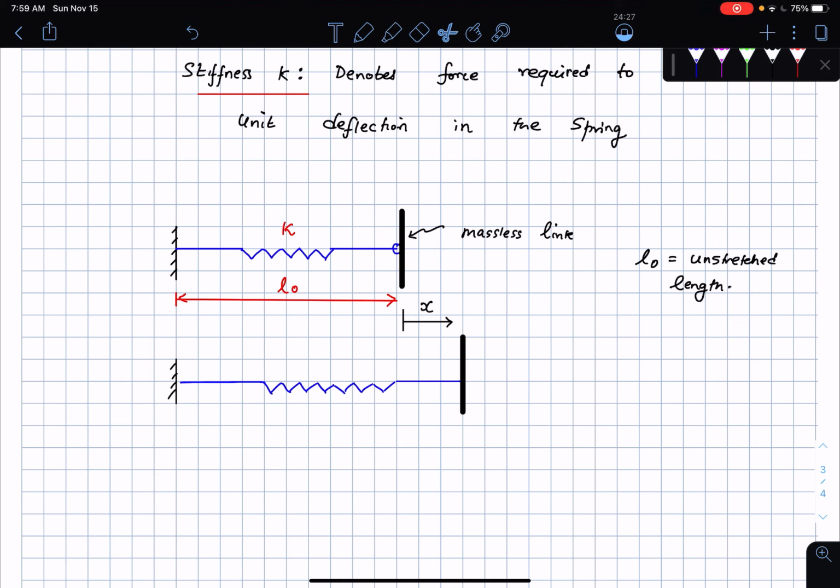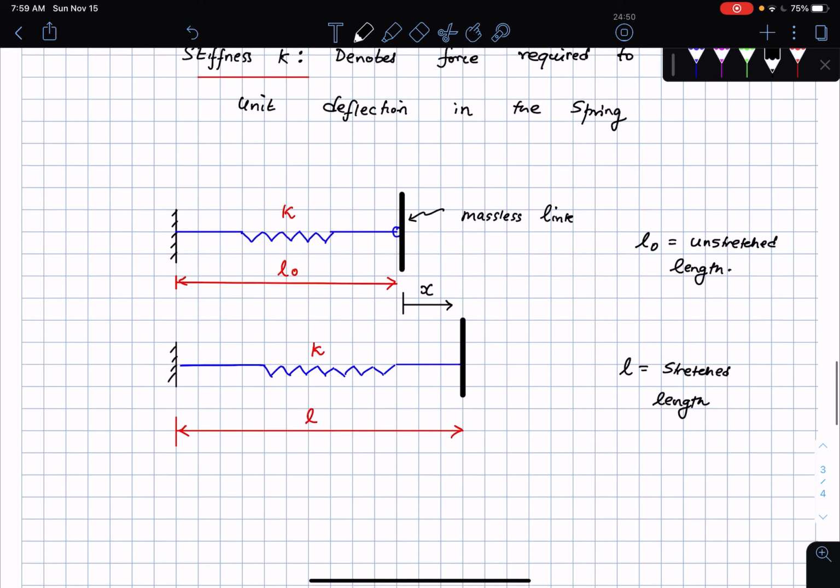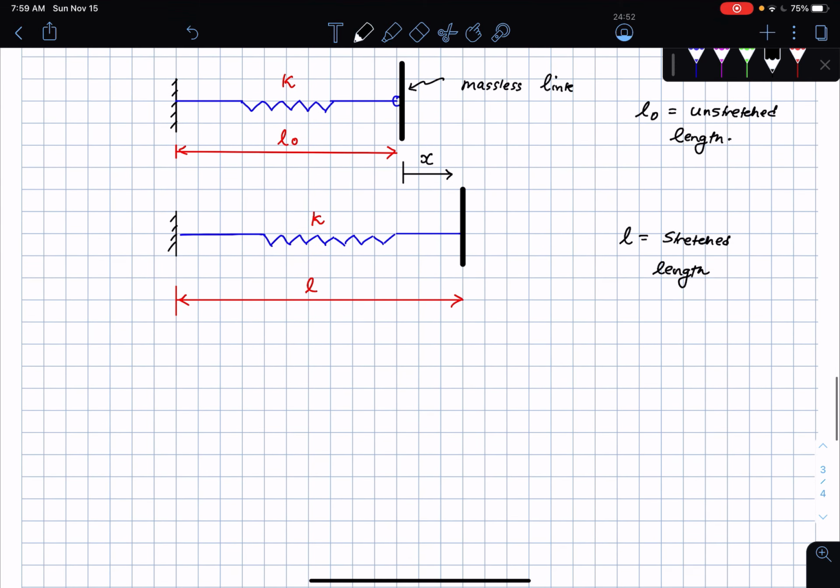In this situation, the length of the spring, I'm going to call L. This is now the stretched length of the spring. This is L. The stiffness of the spring is still the same. In this case, the length L is the stretched length. And for this sign convention, I just want to make a very brief note on it.